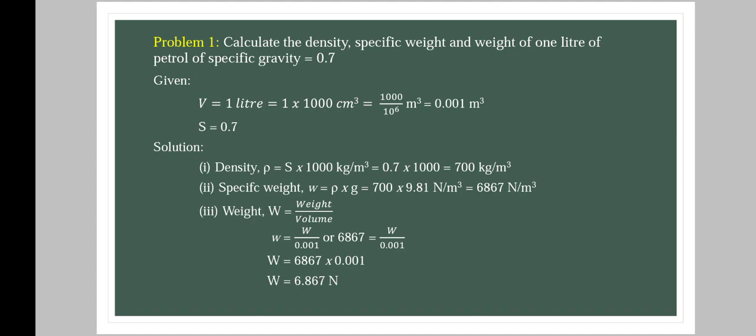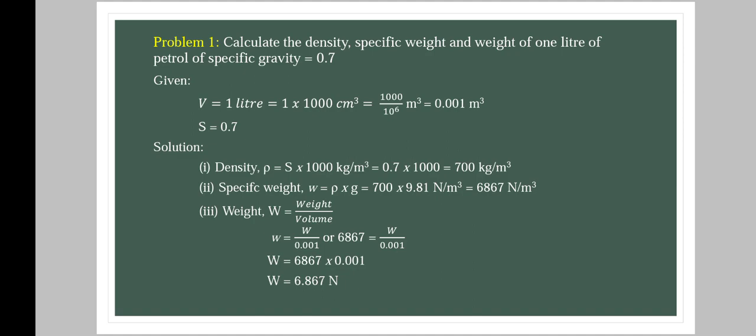Applying the 3 formulas, we will get the values. First thing is density, that is rho. The formula is S into 1000 kg per meter cube. Here S value is 0.7 and multiplied by 1000, that is 700 kg per meter cube. And second is specific weight. Here w is equal to rho into g, which is 700 into 9.81 Newton per meter cube. Multiplying these values, we get 6867 Newton per meter cube.